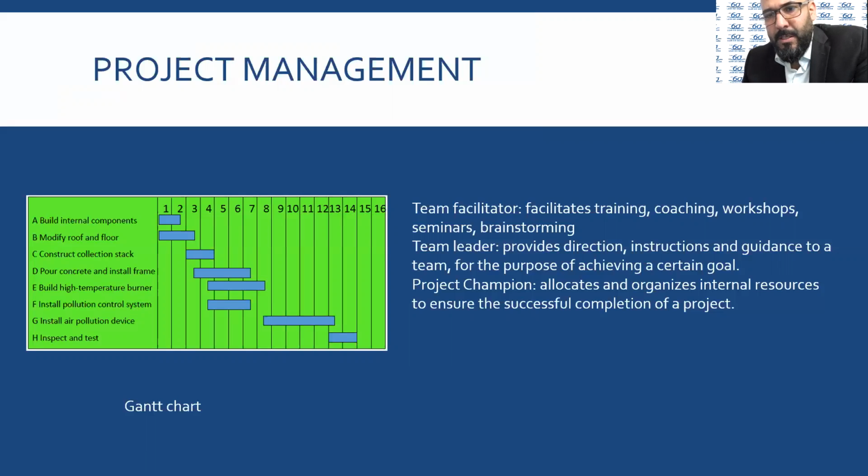The team facilitator facilitates training, so they give you training, coaching, workshops, seminars, and brainstorming. The team leader provides directions, instructions, and guidance to a team for the purpose of achieving a certain goal. The project champion allocates and organizes internal resources. So the champion's responsibility is to provide the resources to ensure the successful completion of a project. We should be able to recognize the difference between the team facilitator, team leader, and project champion.